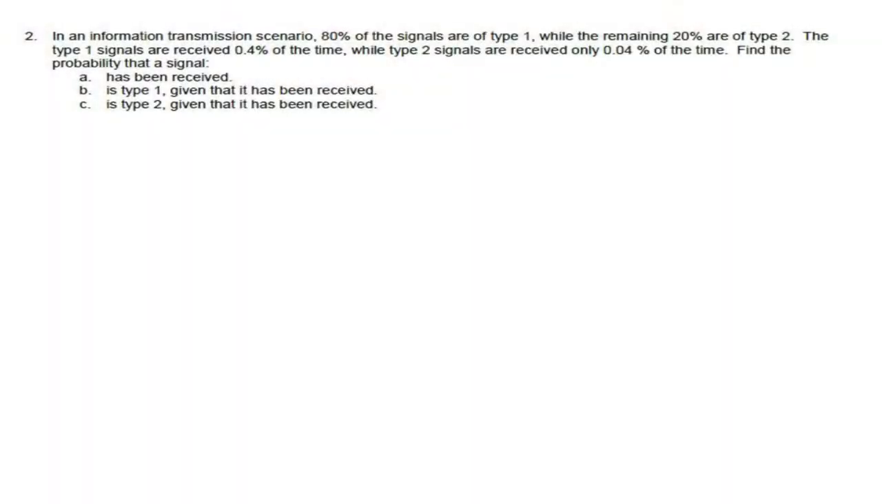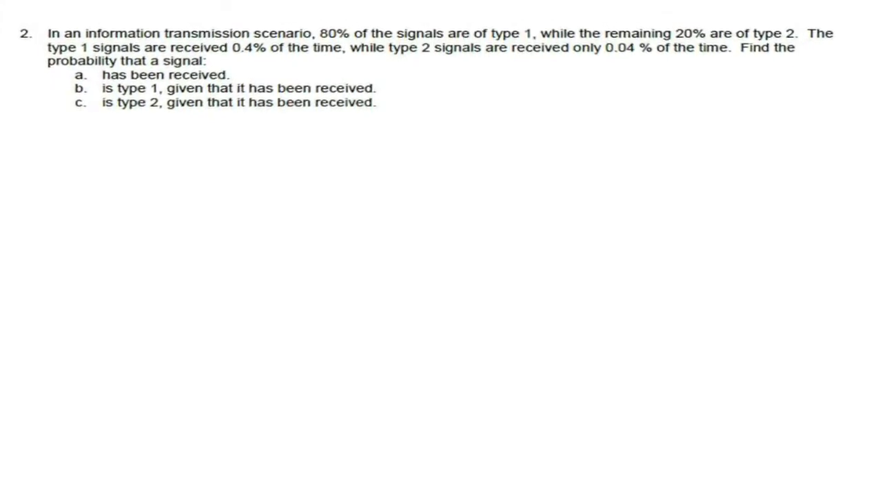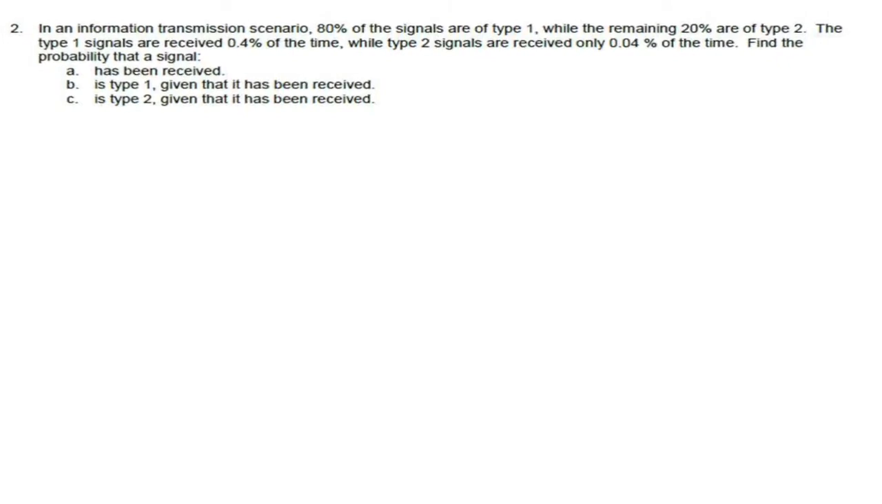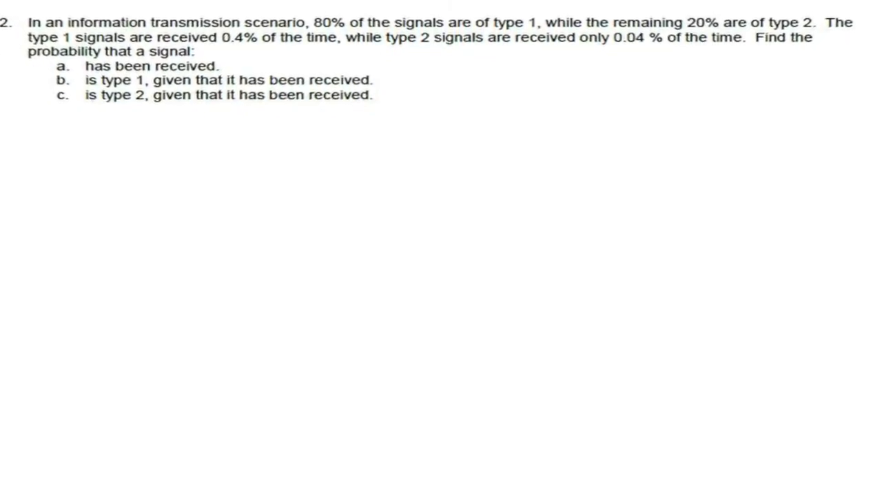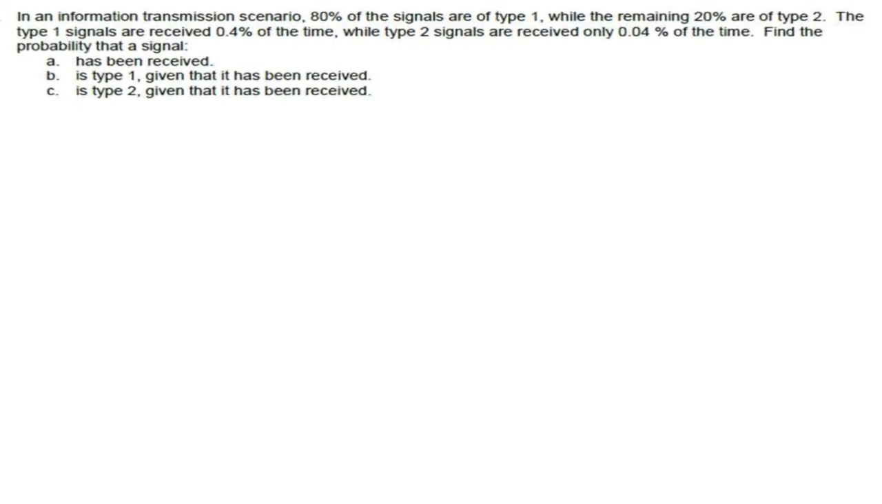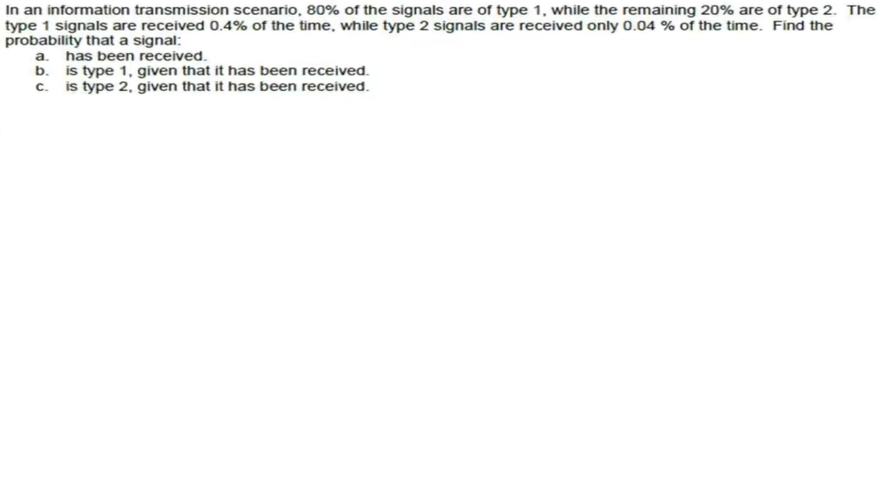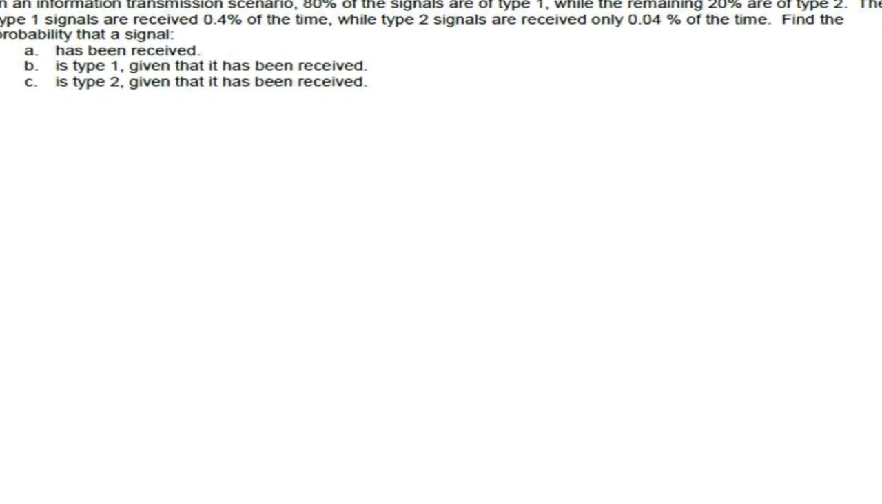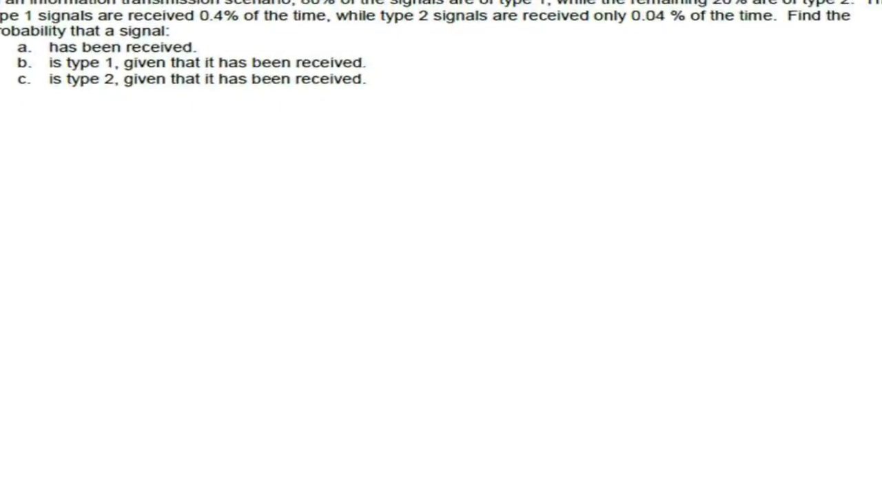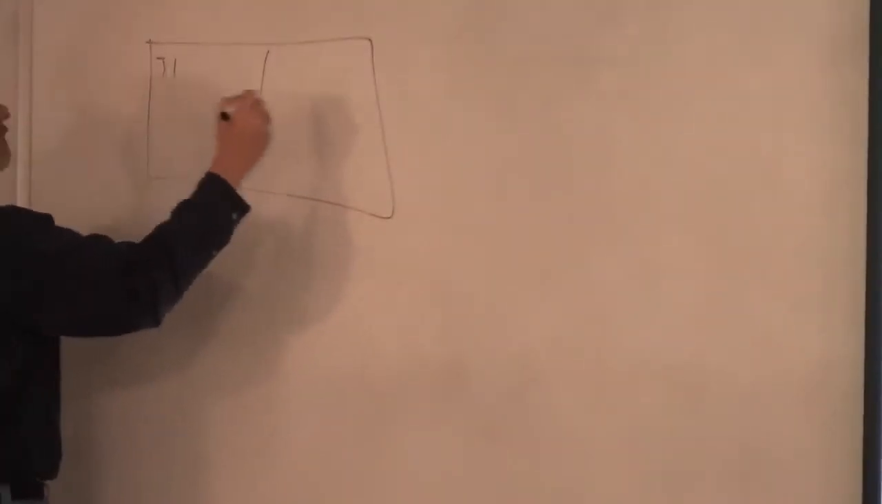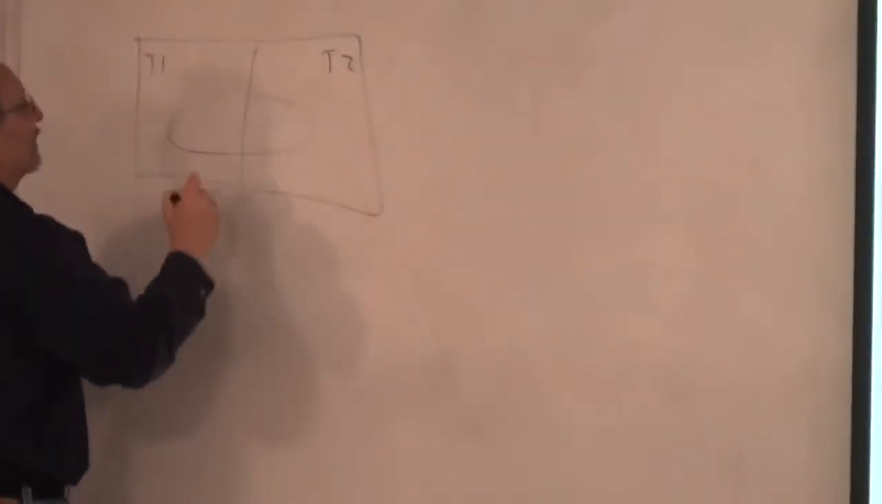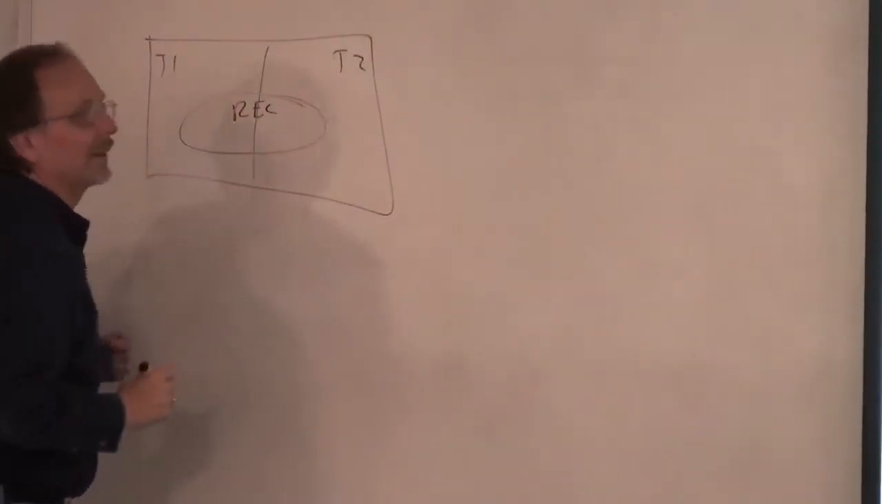Okay? All right, then I went way overboard on Bayes, as you probably noticed. 2, 3, and 4 are Bayes questions. For the first one, an information transmission scenario, we have 2 types of signals. So we divide the universe into those 2 types of signals, and then received, because the signal can be either received or not received. So that will look like a pretty simple Venn diagram. It looks like this. This is type 1, this is type 2, and this is the probability of being received from here.